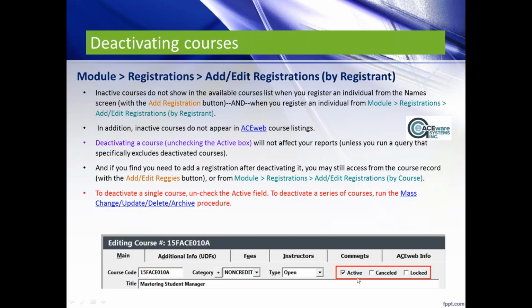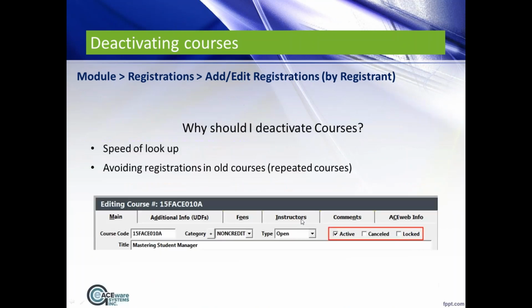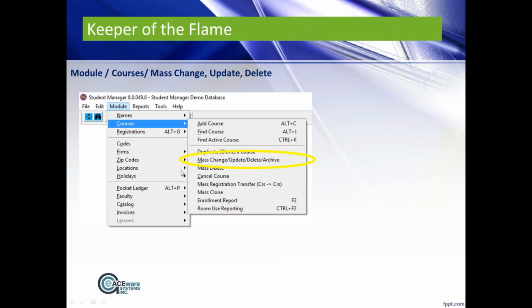Deactivating an individual course, we just check the active button. Why do you deactivate courses? Like I said, speed of lookup and avoiding registrations in old courses. All right, so far so good. Any buzz at this point, Sharon? Things are going just fine.